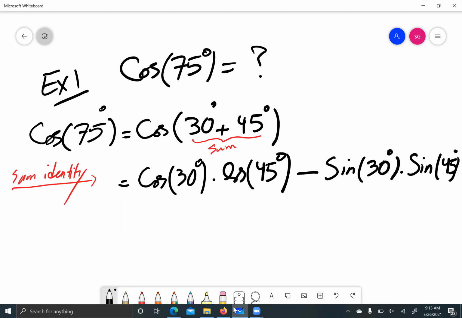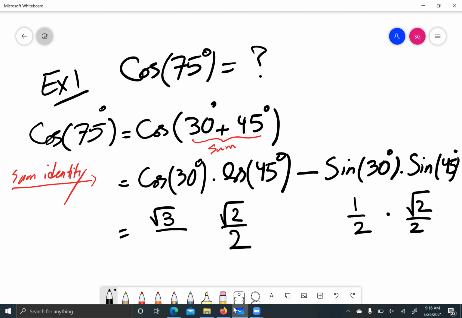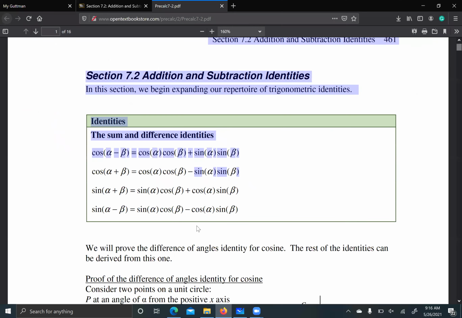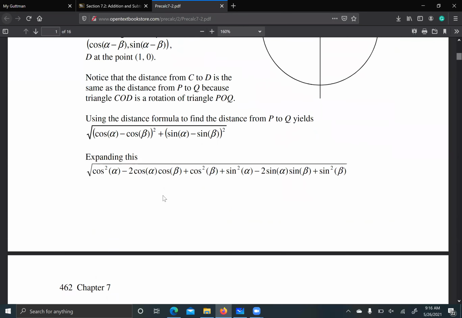And the rest is just, we know the exact values. Cosine of 45 is square root of 2 over 2. Sine of 45 is square root of 2 over 2. Sine of 30 is one half, and cosine of 30 is square root of 3 over 2. Because we know the exact values of these basic angles, we can rewrite them in terms of exact values, and the rest is just simplifying. You can simplify this in any way that you want, or you can leave your answer like that.